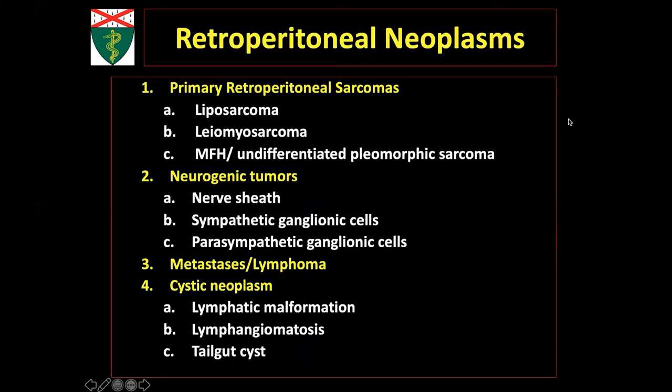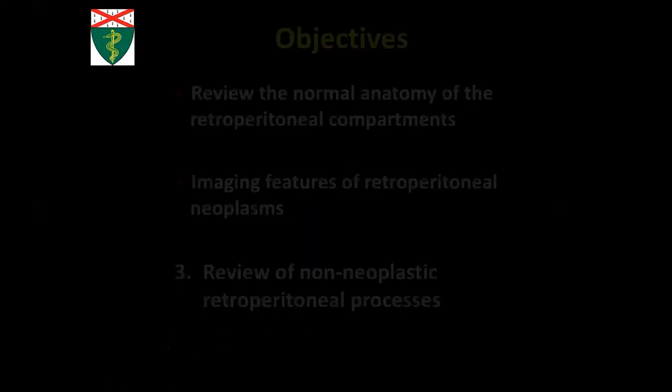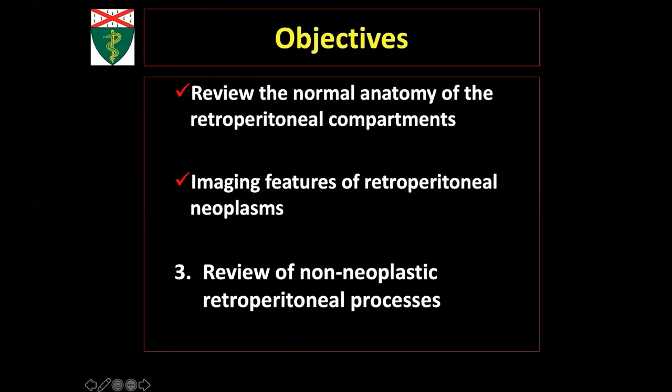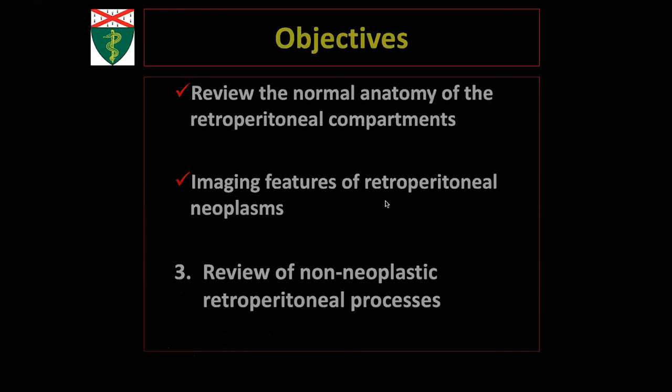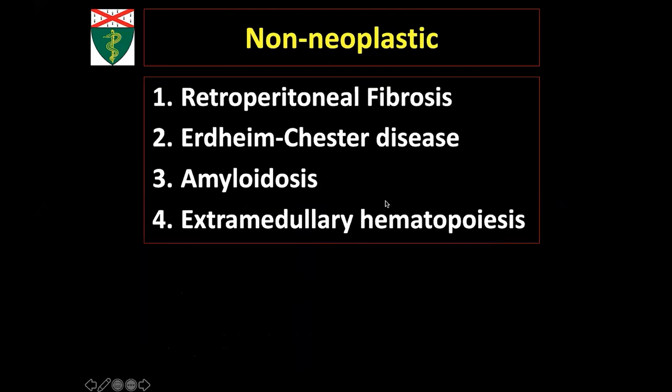So that covers our neoplasms. I have one last objective, to get through some non-neoplastic retroperitoneal processes. And these are the four that I'm going to talk about. Most of these are going to be very, very uncommon, but you may see them in your practice occasionally, rarely, and hopefully I can give you some clues to make the right diagnosis.